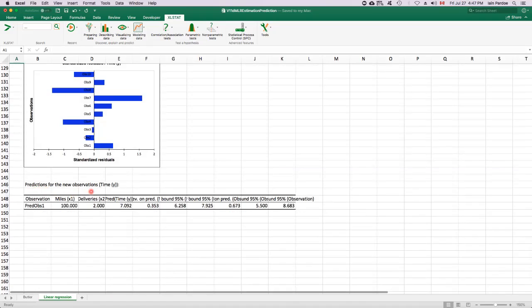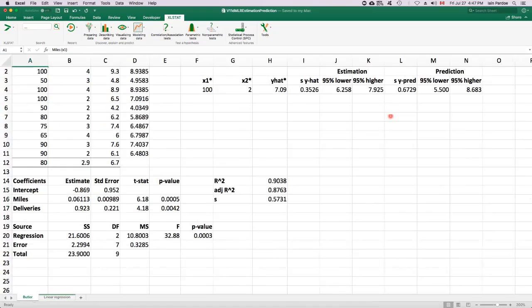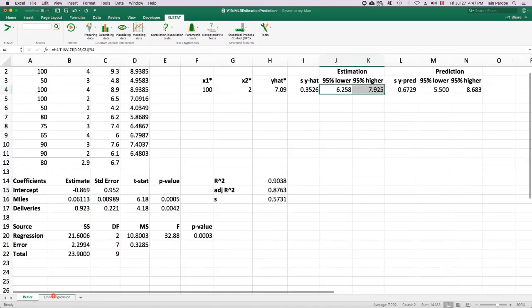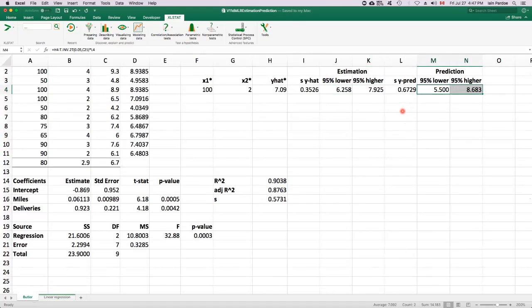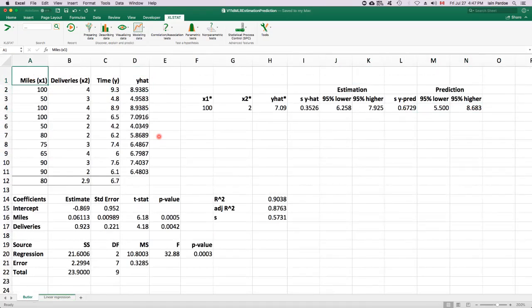Okay, here it is, predictions for the new observations. X1 equal 100, X2 equal 2. Here's our point estimate, 7.092. Here's the standard error of estimation, and here's the confidence interval for the mean, 6.258 up to 7.925. So that's these numbers here. And then here's the standard error of prediction, and here's the prediction interval, 5.500 up to 8.683. That's these numbers here. Okay, so that's estimation and prediction for the multiple linear regression model.